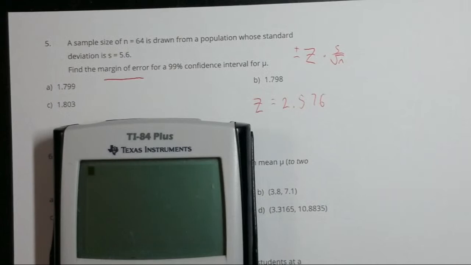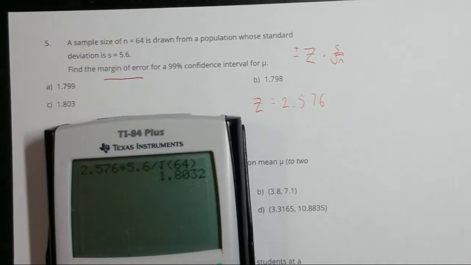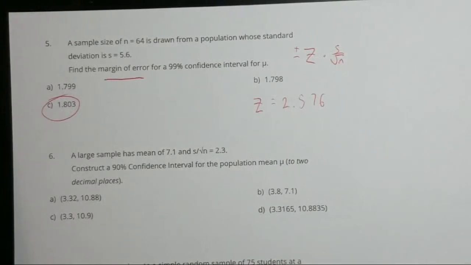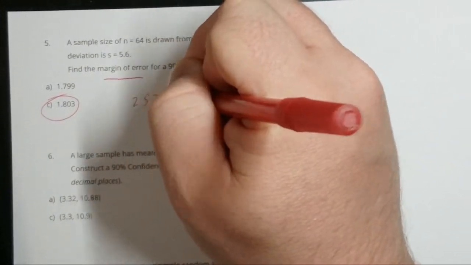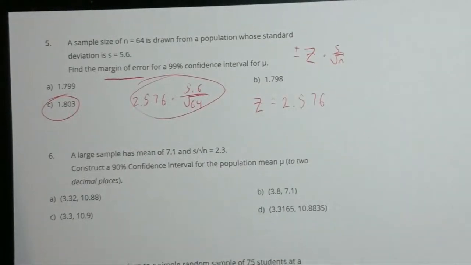So, if I was going about that here, 2.576 times 5.6 divided by the square root of 64, 1.8032, which clearly has to be c. But that's the calculation that would have to take place. You'd have to do 2.576 times 5.6 over the square root of 64. That calculation will get you that margin of error.